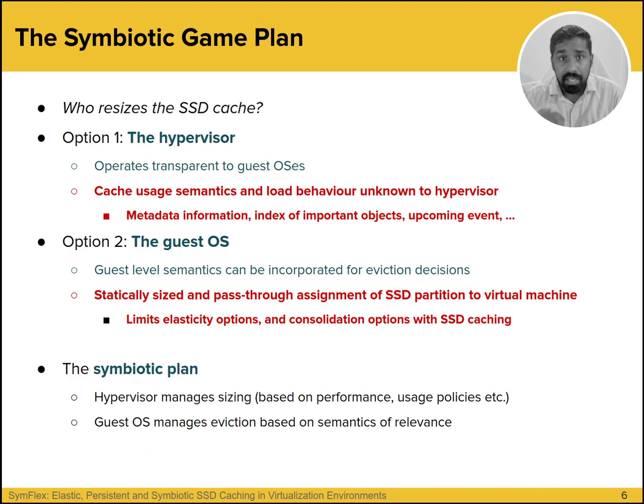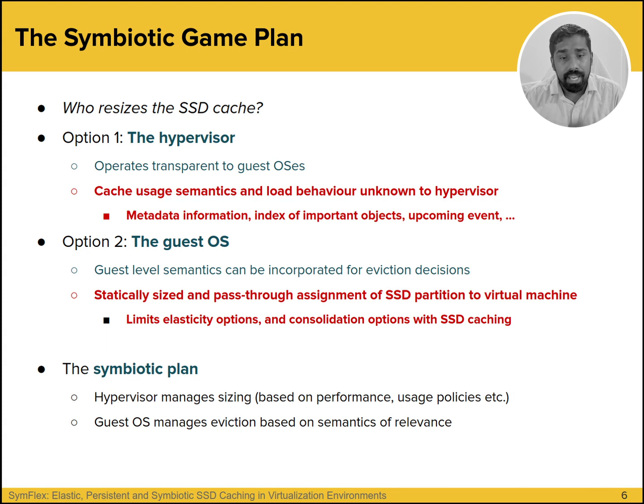As we explained in the last two slides, the main requirements of high utilization of a cache in an IaaS setup are a mechanism for dynamic resizing and usage of the semantics of the software stack using the cache. Now the question is, who is going to resize the SSD? If the hypervisor does the resizing, it operates in a VM-transparent manner, and it cannot completely leverage the cache usage semantics and the load behavior within the VM. For example, the hypervisor doesn't have any idea of the type of the objects cached and their relative importance.